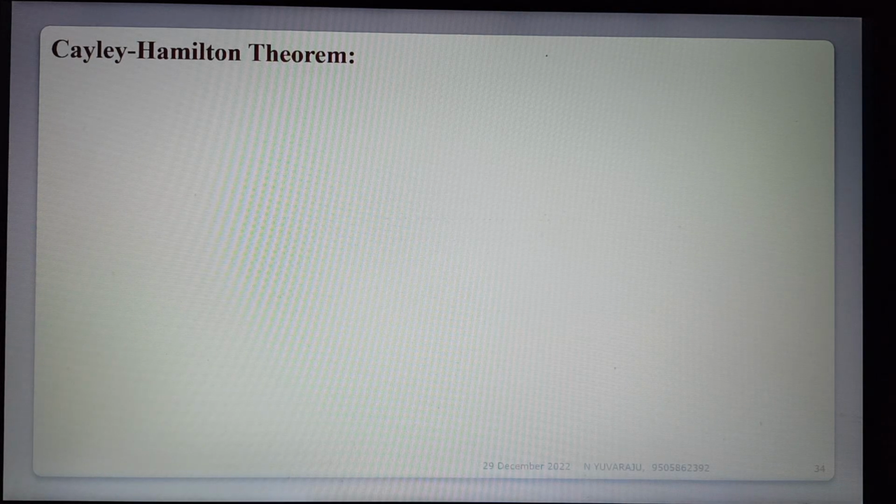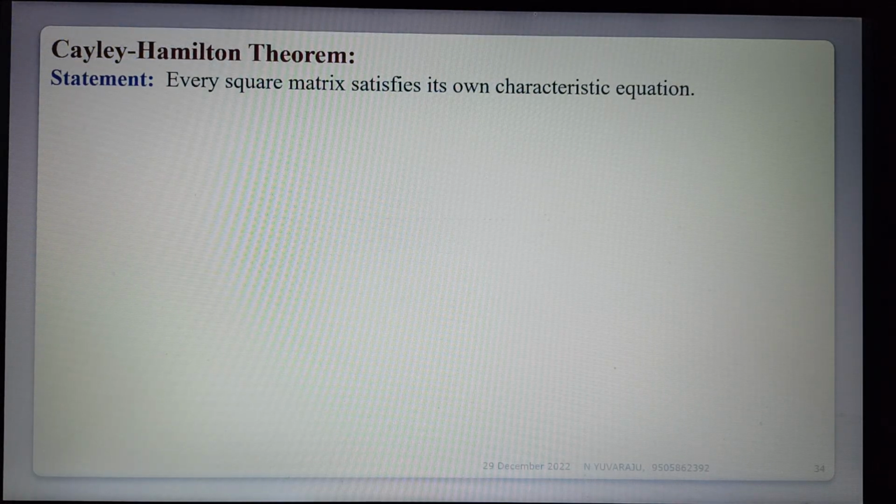So what is the statement of the Cayley-Hamilton theorem? What is the use of this theorem? Here is the definition. Every square matrix satisfies its own characteristic equation. So for any square matrix, we first find the characteristic equation, and then every square matrix satisfies its own characteristic equation. This is the statement of the Cayley-Hamilton theorem.